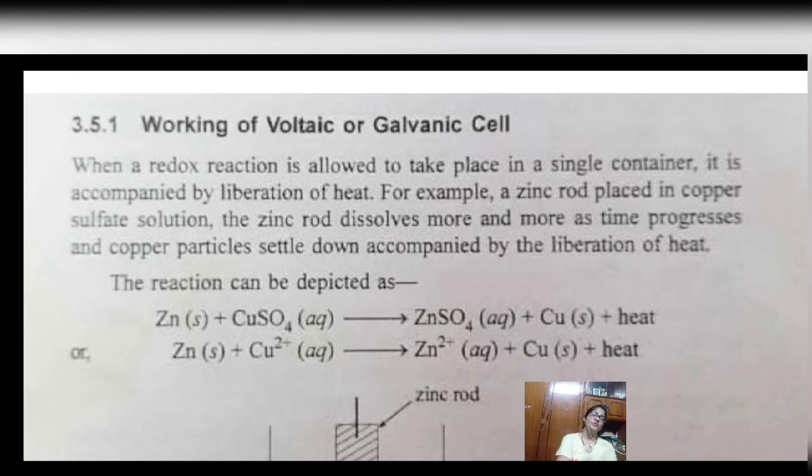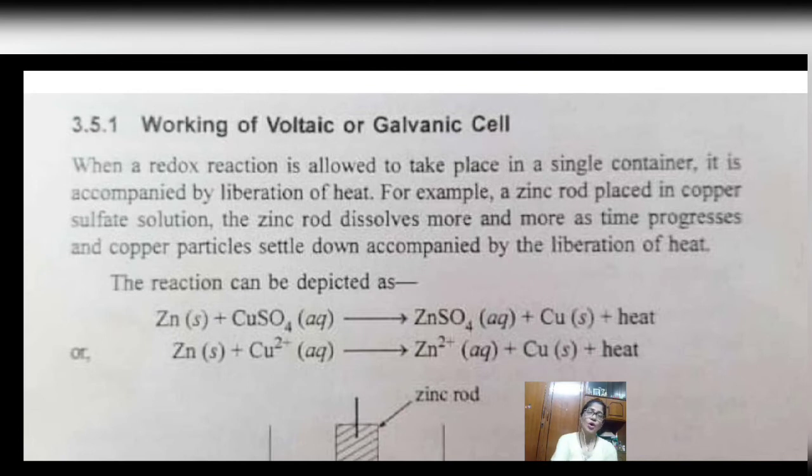The other name of the galvanic cell is the voltaic cell. To be more precise, we can say that a cell is a device which converts chemical energy to electrical energy or vice versa. Today what we will be discussing is the galvanic cell or the voltaic cell, which converts chemical energy to electrical energy. Now first let us understand the structure of a galvanic cell.